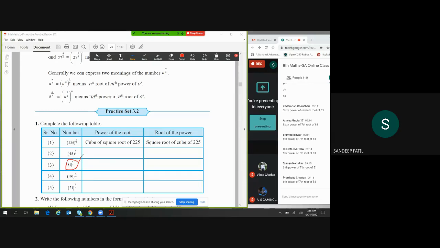So you have to write what 81 raised to 6 by 7 means. There are 2 ways. I'm just following only one way. So yeah, all 6 students have answered the question, and that's right, 6th power of 7th root of 81. Okay, so we'll try to solve another one in a different way.